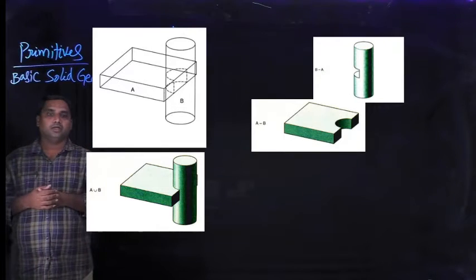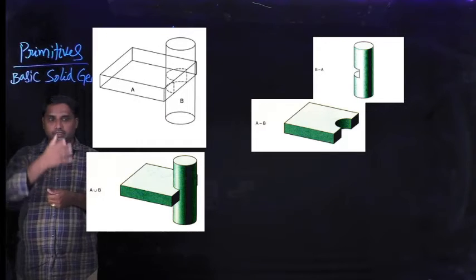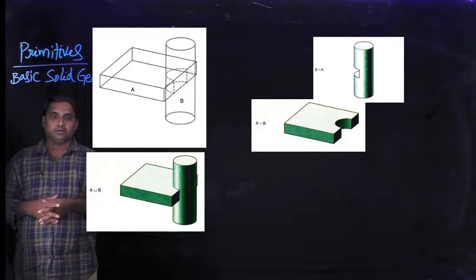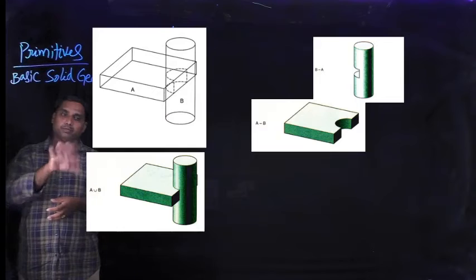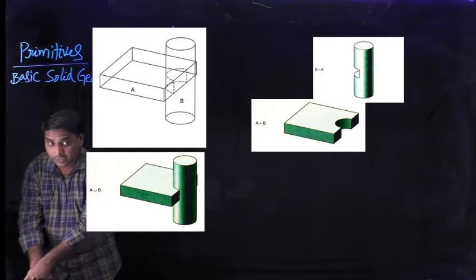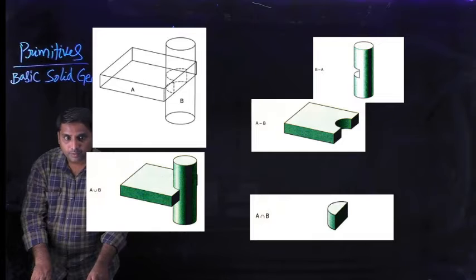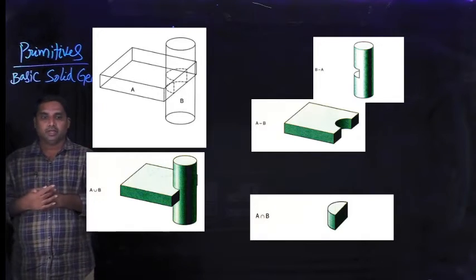In this one, A minus B and B minus A, both are on the right side, and we can observe those things there. The next one is A intersection B, which we can also observe there.